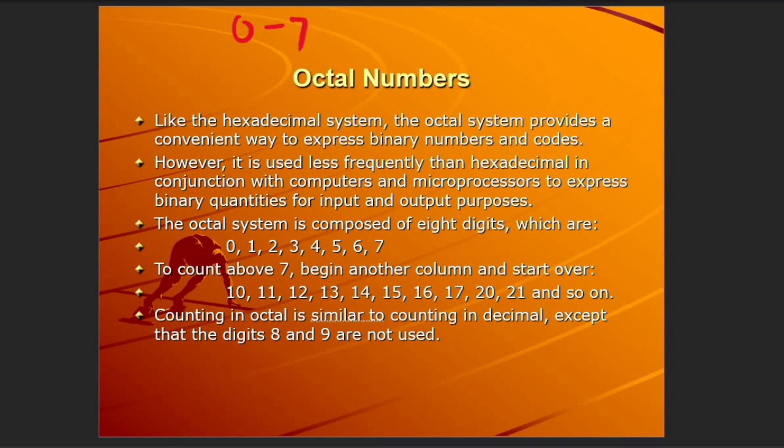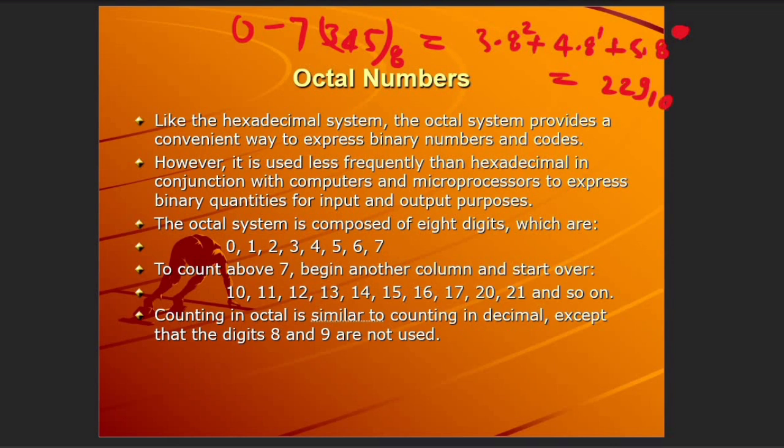Example, if we talk about 345 in base 8, 3 will have a weight of 8 to the power 2, 4 will have a weight of 8 to the power 1, and 5 will have a weight of 8 to the power 0. This will be equivalent to 229 in base 10.